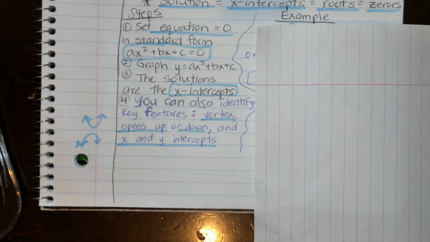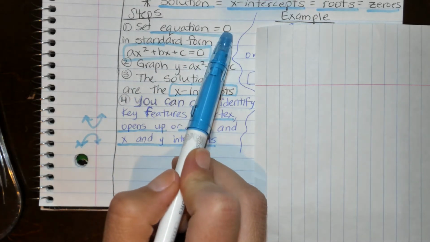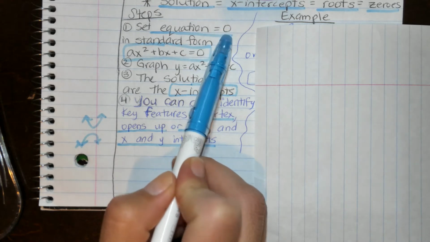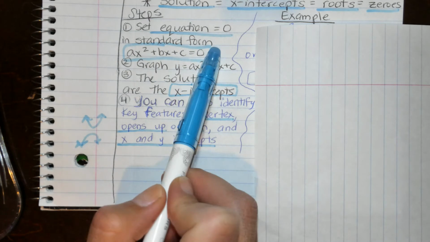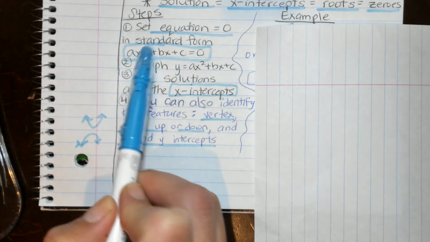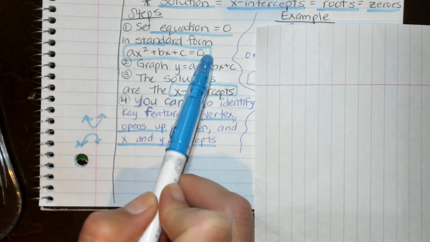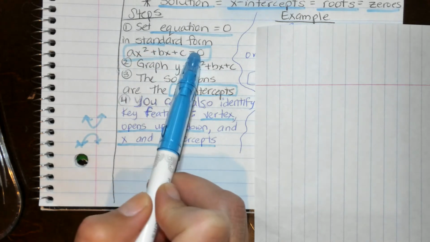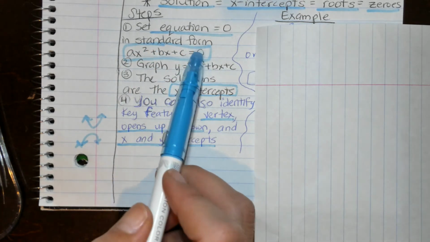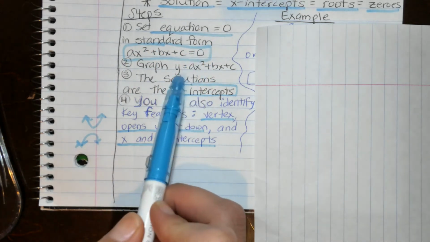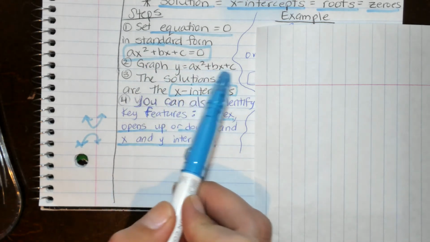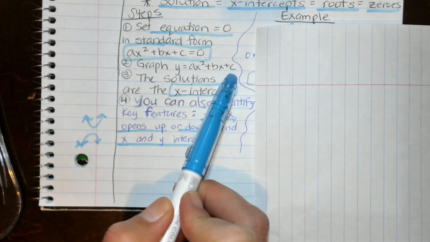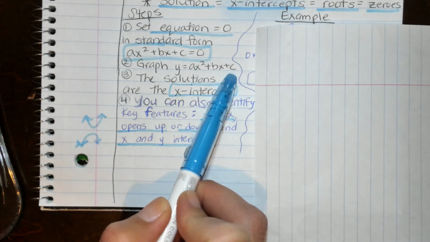The steps are, first of all, make sure your equation is set equal to 0 and not equal to something else. If it is, then you subtract or add it to the other side. Once it's set equal to 0, it is called standard form: ax squared plus bx plus c equals 0. It has to be in descending order of exponents. Then you replace that 0 with a y. You can graph y equals ax squared plus bx plus c like how we've learned previously in the notes.